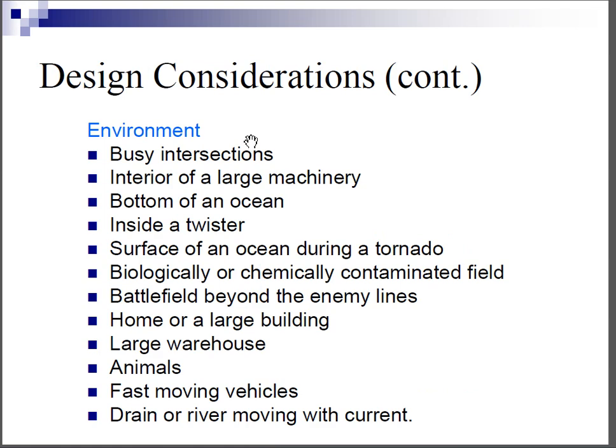About the environment, you have to consider busy intersections, the interior of large machinery. Let's say you want to put a sensor at the bottom of an ocean, inside a twister, or on the surface of an ocean during a tornado. That is the kind of environment you may have. Biologically or chemically contaminated fields, battlefields, beyond the enemy lines, a home or a large building, a large warehouse.